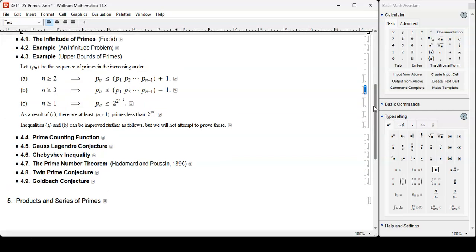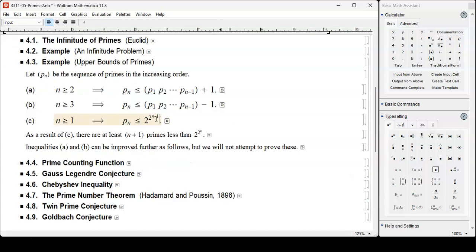Okay, how about the next problem? N is greater than or equal to 1. In other words, for all the primes, the nth prime is less than or equal to 2 to the 2 to the n minus 1 power. Oh my. Can you read this? Oh, maybe it's better with a bigger font. Can you read this? Okay, let's prove that.